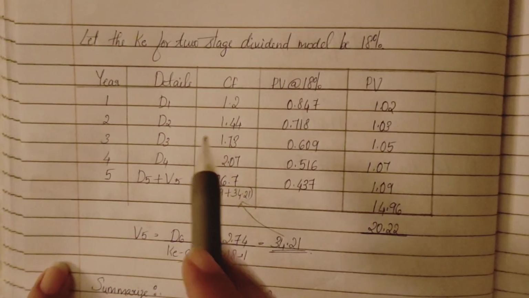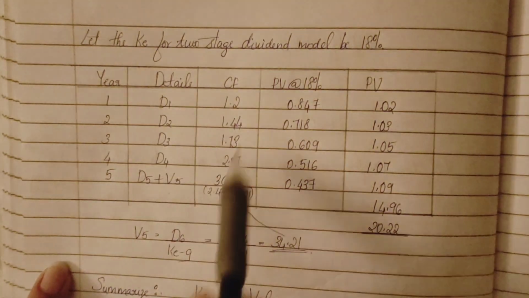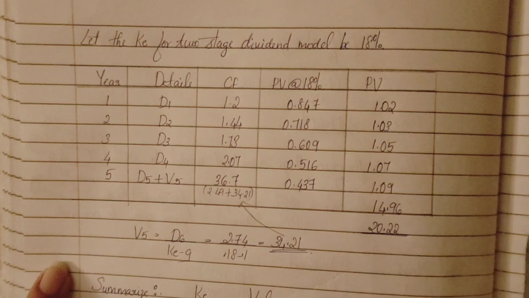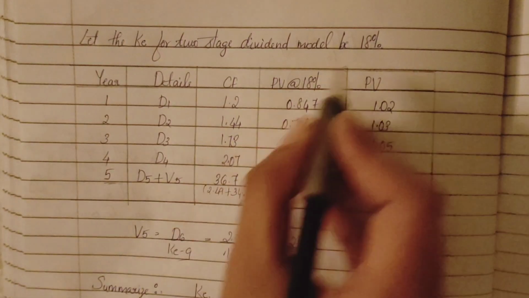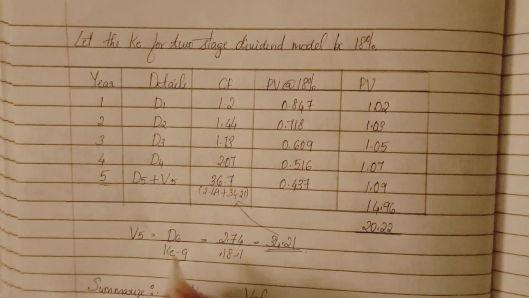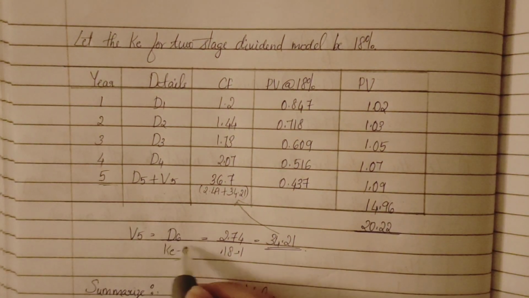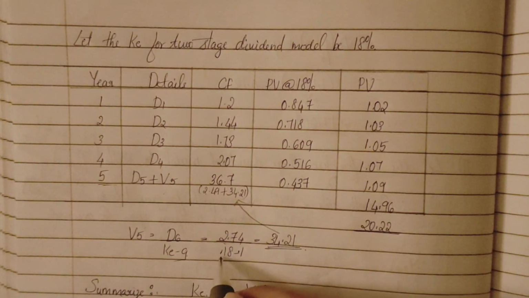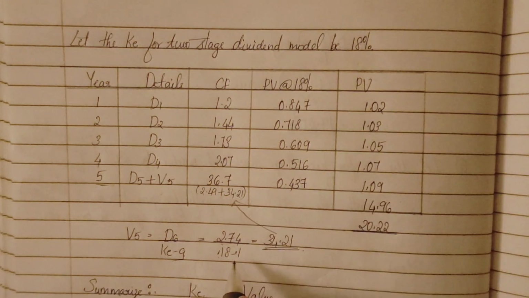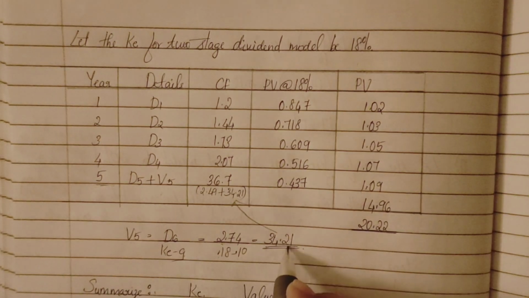Same method. Let the KE for the two-stage dividend model be 18%, year 1 to 5, details, cash flow, PE at 18%, PV. So here we need to find the terminal value at the end of year 5, because KE has changed to 18%. V5, the terminal value at the end of year 5, is equal to D6 divided by KE minus G. D6 we already calculated as 2.74, divided by KE 18% minus the 6th year growth rate of 10%, so 0.10. So V5 is equal to 34.2.